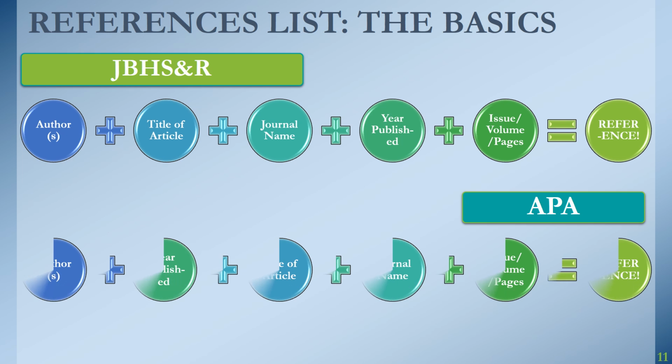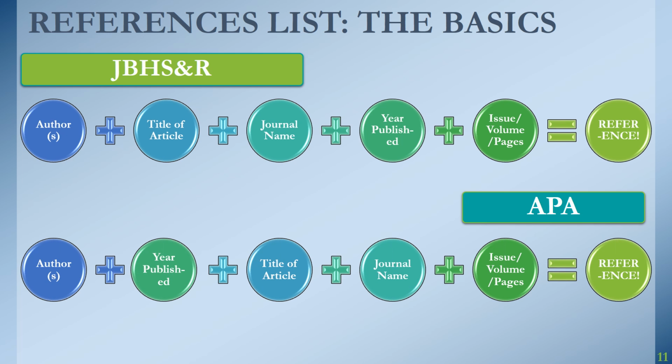Generally speaking, there are 2 significant differences between JBHS&R and APA citation styles: punctuation and the order of the key components of your reference. As you can see in this diagram, the year the article was published appears later in the JBHS&R citation style than APA. So while our ingredients are the same, there are subtle yet significant differences between the two.